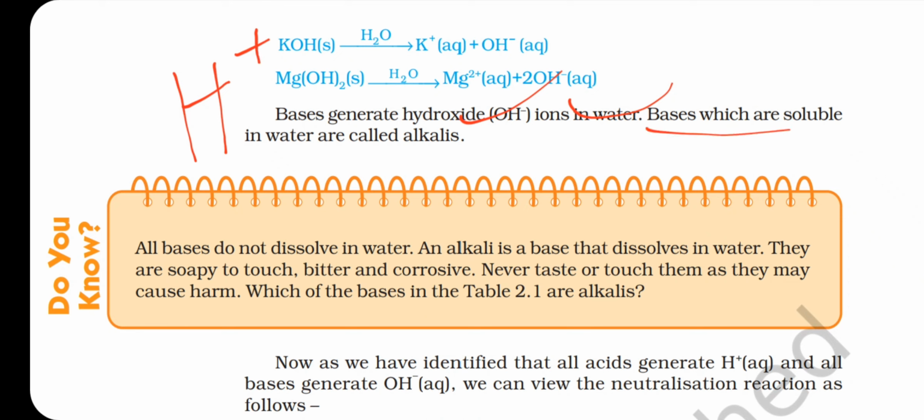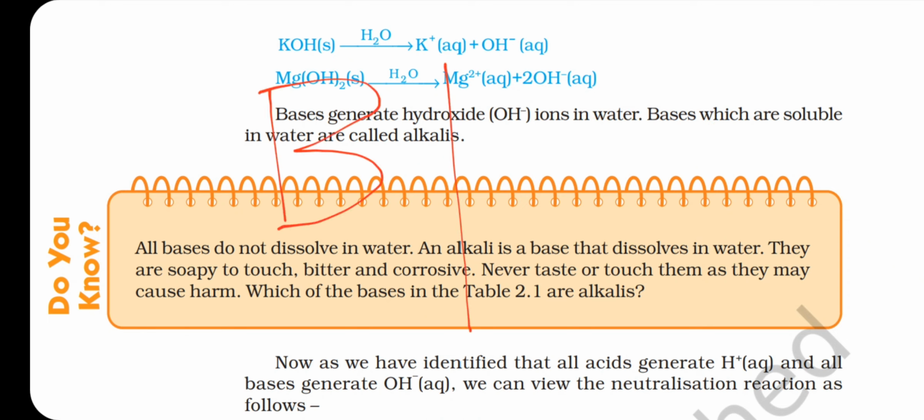Okay, a base that is soluble in water is called an alkali. All the bases are not soluble in water, but the bases which are soluble in water are called alkali. So what is the difference between alkali and base? All the bases are not soluble in water, but all the alkali are soluble in water.